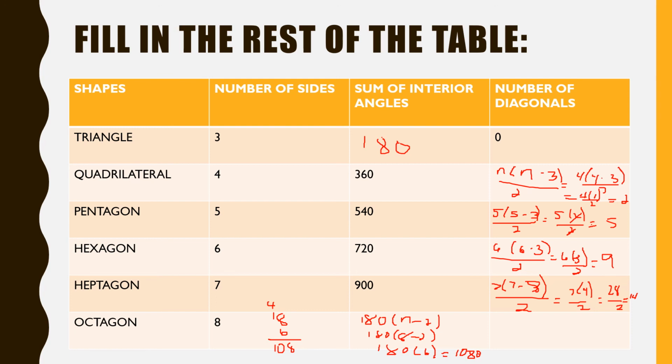And if we are going to get the diagonals, we have 8 times 8 minus 3 divided by 2. We have 8 times 5 divided by 2. So we have 40 divided by 2 is equal to 20. So there are 20 diagonals in an octagon.